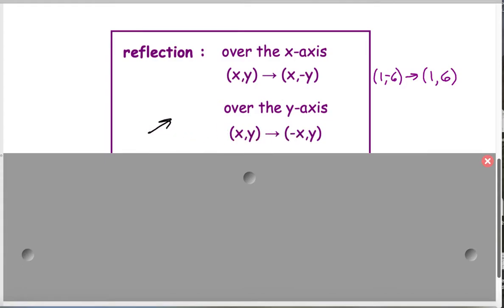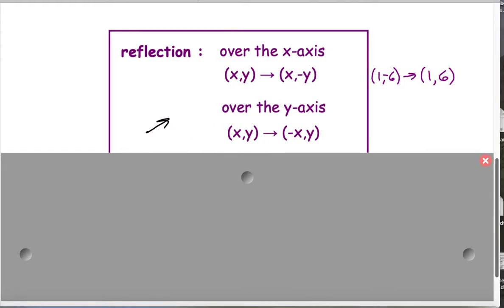So an example with that, let's say I had 3 comma negative 4. What's going to happen there? The x number becomes the opposite, so a positive 3 becomes a negative 3. The y number stays the same, so it was negative 4, it stays negative 4.